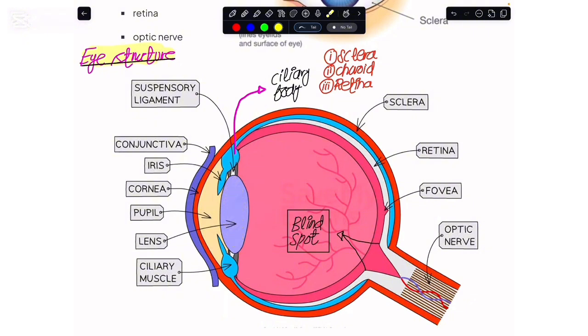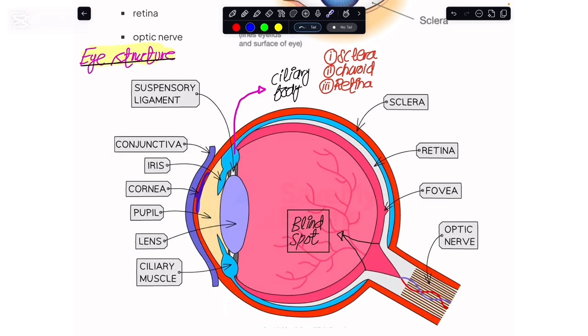And at the front of the choroid, we have another band of muscle here. If you remember, I called this the iris. Then in the center of the iris, we have an opening, and this opening is what we refer to as the pupil of the eye.